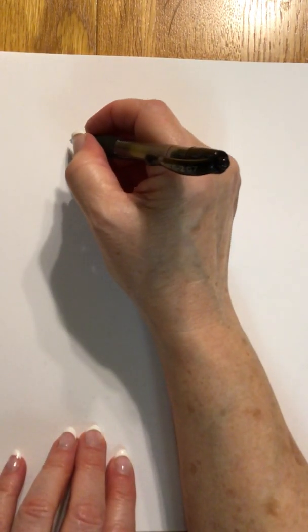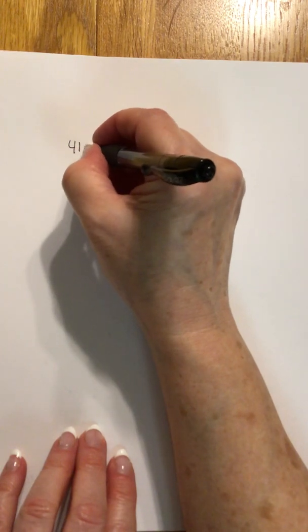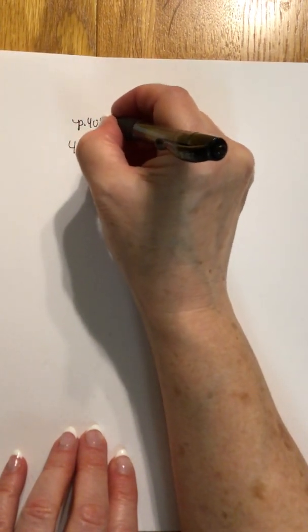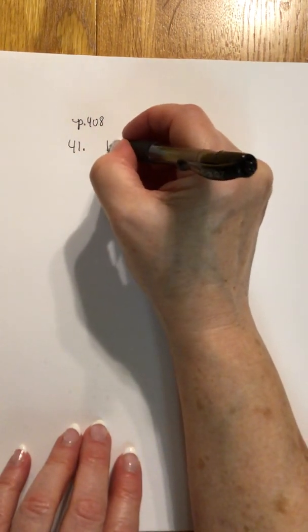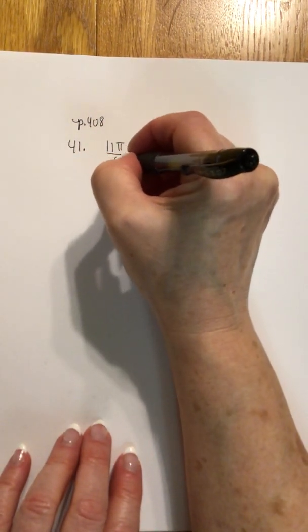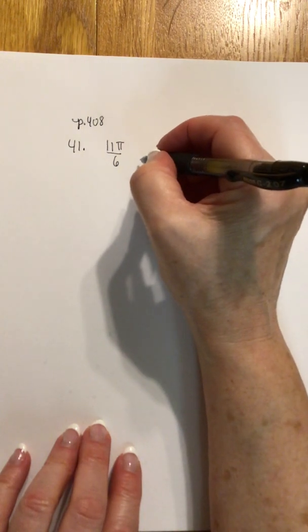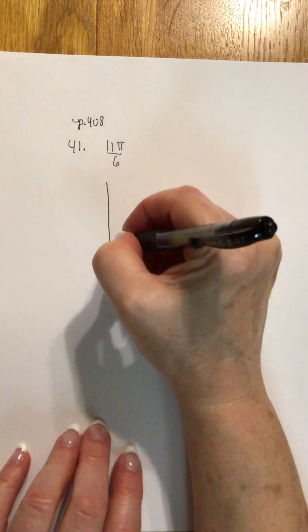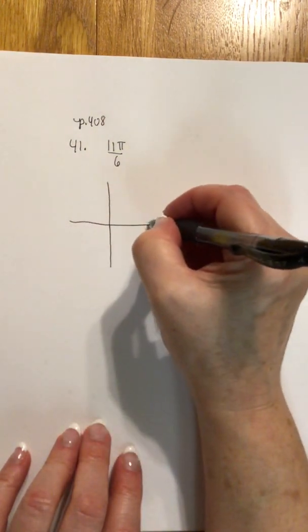Now, what it's going to ask us for here is the reference angle and the terminating ordered pair. So if I give you 41 on page 408, it gives you 11 pi over 6. It wants to know the reference angle and the terminating point. You guys know that just by looking at the unit circle.